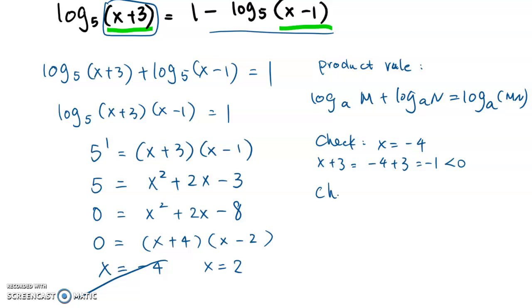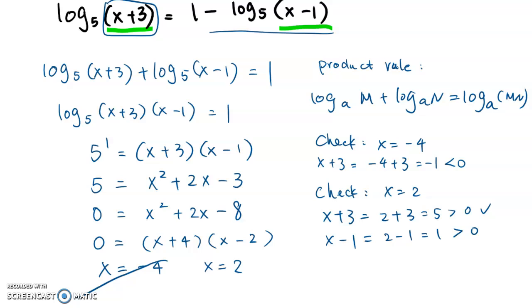Okay, now let's check the other solution. x equals 2. We need to check if x equals 2 will make x plus 3 positive. Obviously, that's positive. Okay, now check if 2 is making x minus 1 positive. Well, that's a 1, also positive. So since this 2 is making both arguments positive, this is a solution, right? We have only one solution here, which is x equals 2. Okay, so this is the first way to solve this equation.